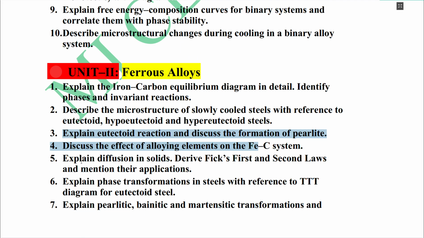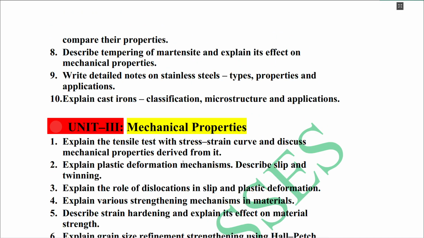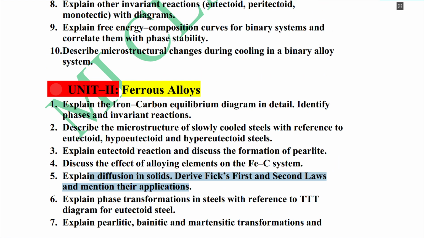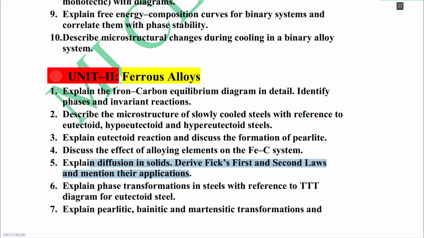The next question is: explain diffusion in solids, derive Fick's first and second laws and mention their applications. This is the most important question. And here we discuss question number 6. Explain phase transformation in steel with reference to the TTT diagram for eutectoid steel. This is the most important question of the academic examination.